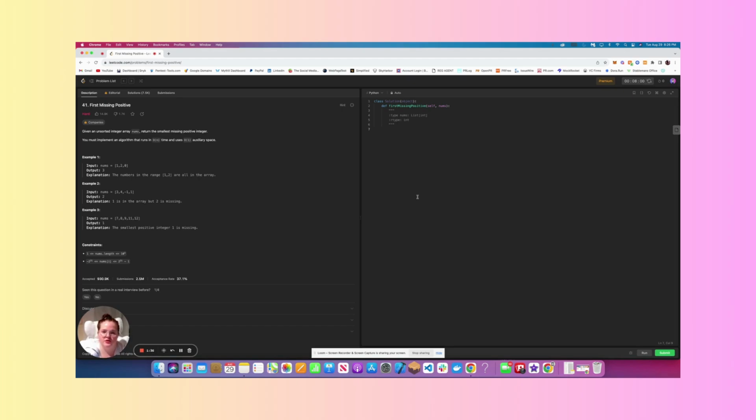Basically we start with step 1, where we arrange the array so that nums[i] is at index i. And then step 2, looking at this example, if 1 is in the array but 2 is missing, then we find the first index i where nums[i]... here, let me write this out.